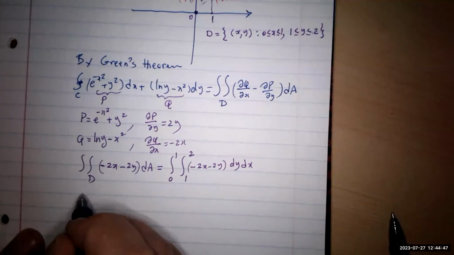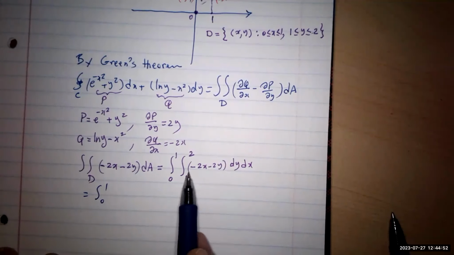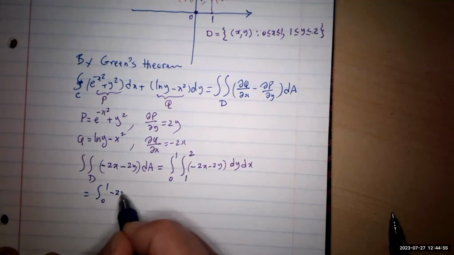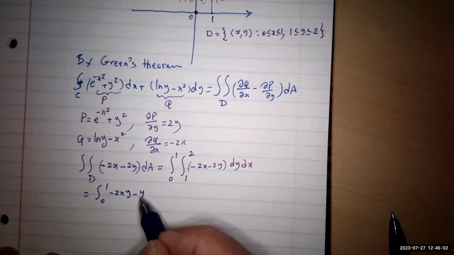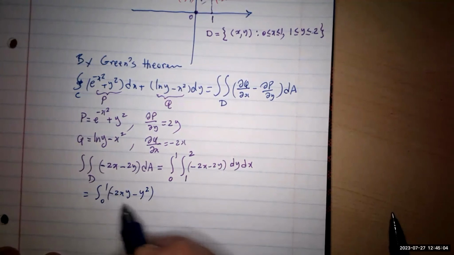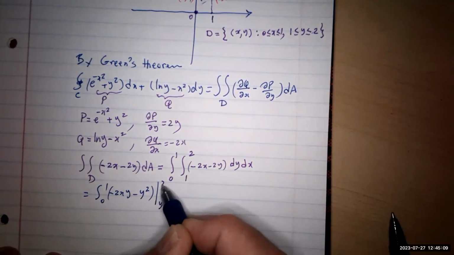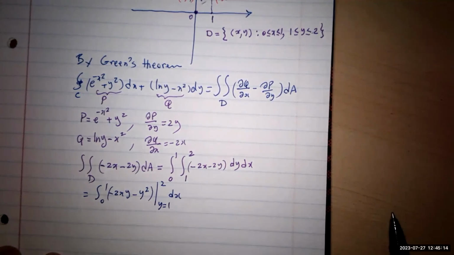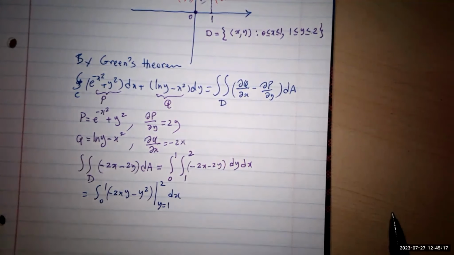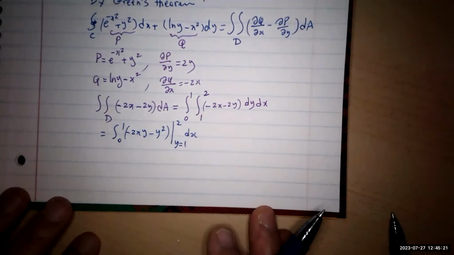So this is it. It's going to be the integral from 0 to 1, integrating with respect to y. That gives negative 2xy minus 2y squared over 2, which is minus y squared. Then you evaluate from y equal to 1 to 2. And when you're done, you come back and do the dx. So go on, substitute, then integrate with respect to x.